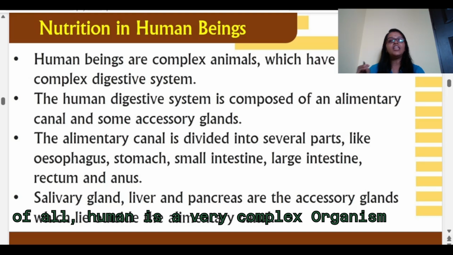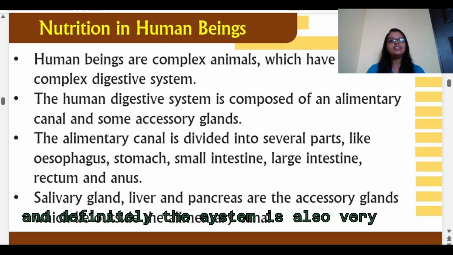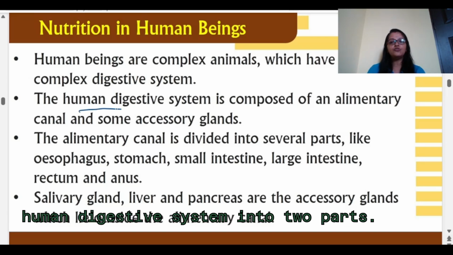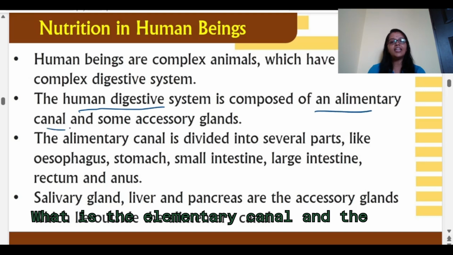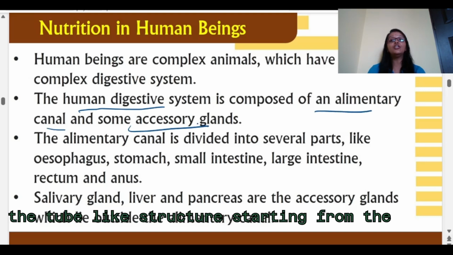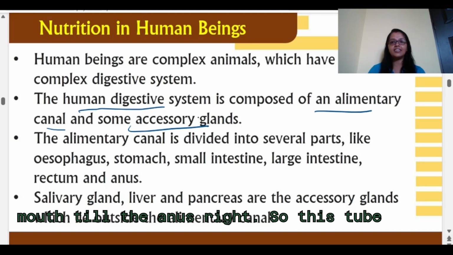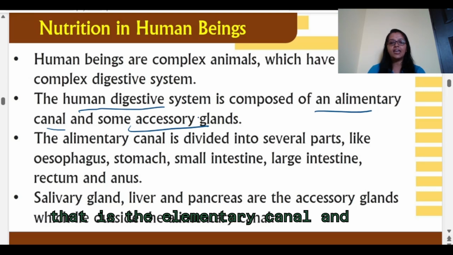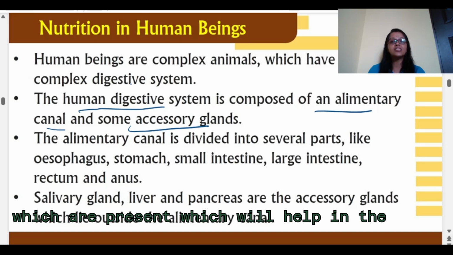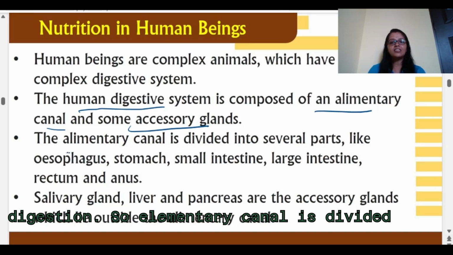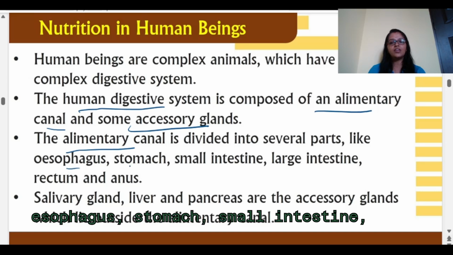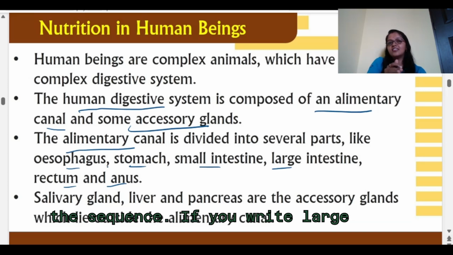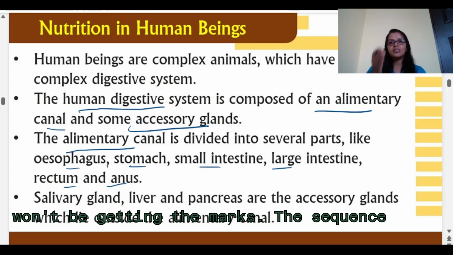First of all, human is a very complex organism, and definitely the digestive system is also very complex. So we have divided the human digestive system into two parts. What is it? Alimentary canal and the accessory glands. The alimentary canal is the tube-like structure starting from the mouth till the anus, right? So this tube contains all the 6 different parts. Accessory glands are the extra glands which help in digestion. I told you already: esophagus, stomach, small intestine, large intestine, rectum, anus. Don't forget the sequence. If you write large intestine before small intestine, you won't get the marks. The sequence should be proper.